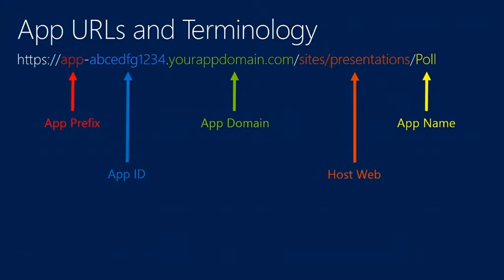Following that, we've got the host web, and that's a relative URL of the parent host web. In this case, we have site/presentations. And finally, we have the app name, which is just for this demonstration poll. And this is the format every app is going to take when you're accessing it inside SharePoint.